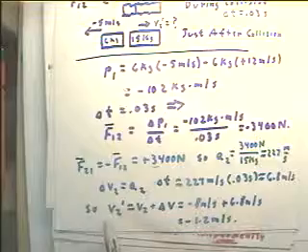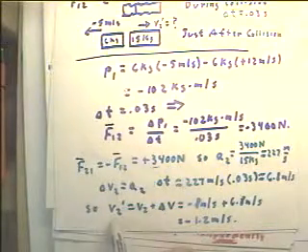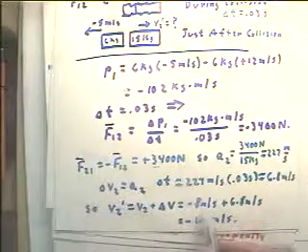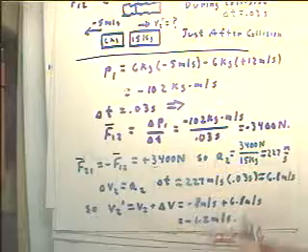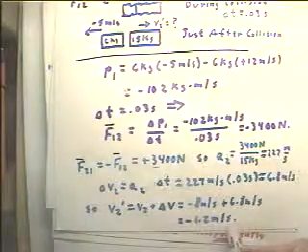So the final velocity, v2 prime, of the second object is the initial velocity plus the change in velocity: negative 8 meters per second plus 6.8 meters per second, or negative 1.2 meters per second.